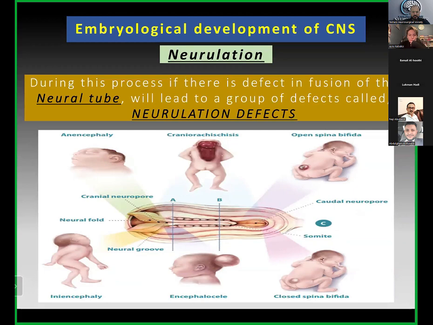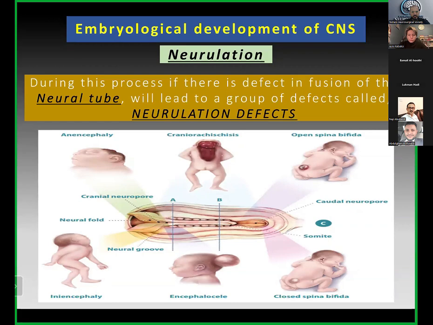So, if the whole tube fails to fuse and close, it will form what's called craniorachischisis, which is failure of formation of all the brain and spinal cord at all. And this is not compatible with life and usually ends in stillbirth and death during embryonic life. If the anterior neuropore fails to close, it will form what's called anencephaly, with failure of the formation of the brain and part of the meninges, skull bone and part of the scalp.